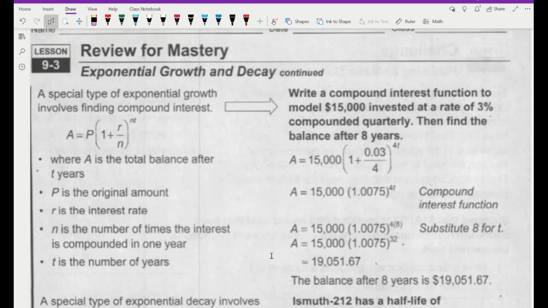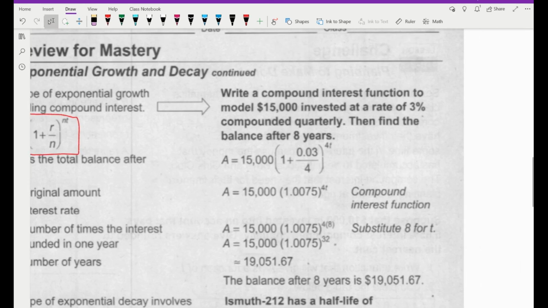Now let's look at the equation for compound interest, which is this one right here that I'm highlighting. It'd be easier just to do an example problem.